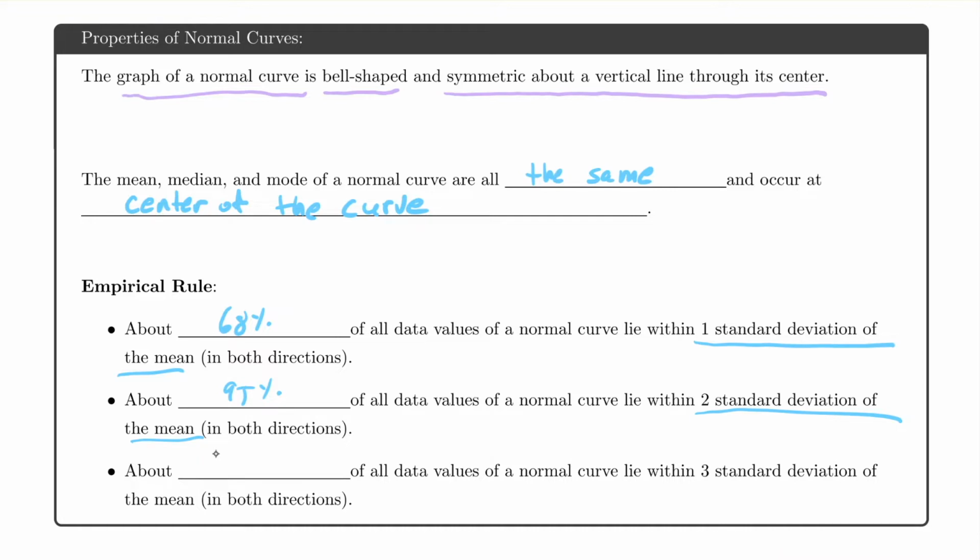And about 99.7% of all data values of a normal curve lie within 3 standard deviations. That means 99.7% of data lie between the mean minus 3 standard deviations and the mean plus 3 standard deviations.